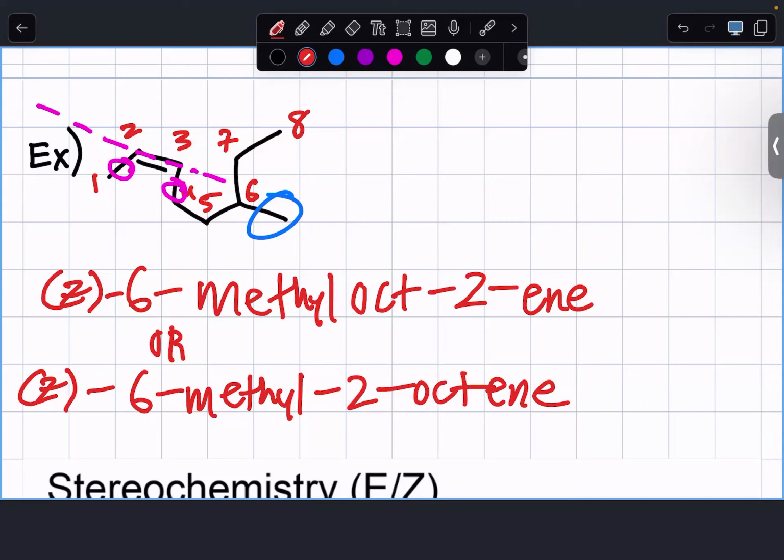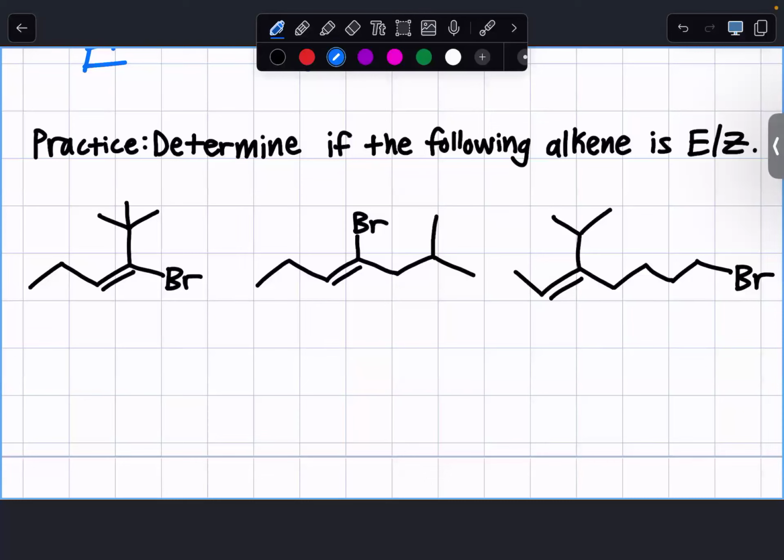Okay. Now for these ones, you don't have to name it, just determine if the alkene is E or Z.